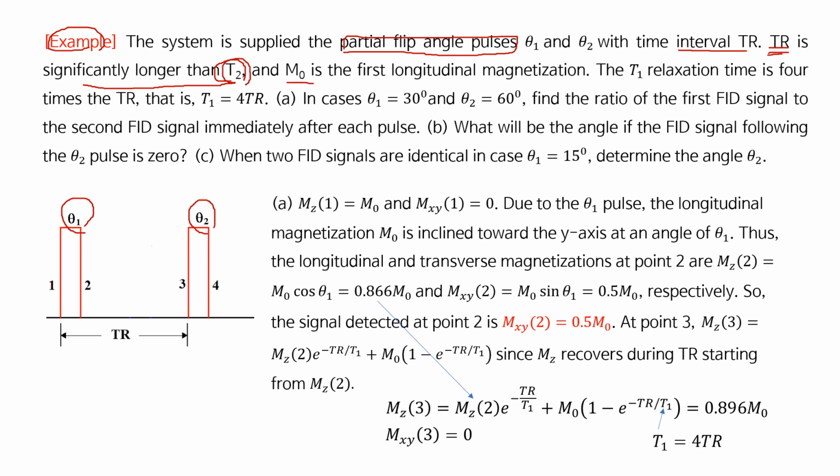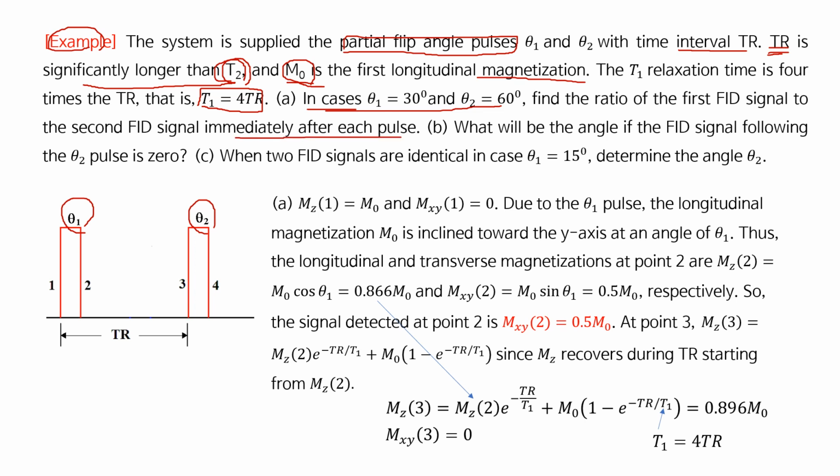And M0 is the initial longitudinal magnetization, M0. The T1 relaxation time is 4 times the TR, so T1 equals 4 TR. In this case, theta 1 equals 30 degrees and theta 2 is 60 degrees. Find the ratio of the first FID signal to the second FID signal immediately after each pulse.